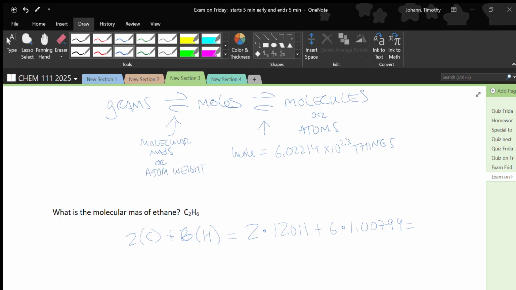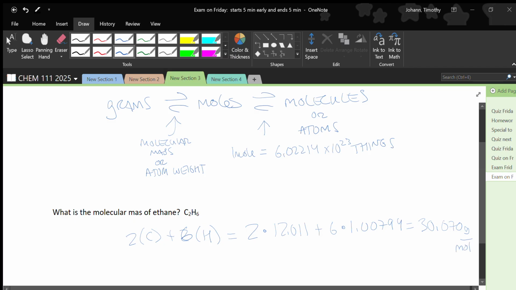I got 30.0696. Let's see, 30.070, we'll say. Is that what other people got? Closely? Okay. And so that's grams. The units on this are grams per mole. All right. Make sure you always put your units on there.